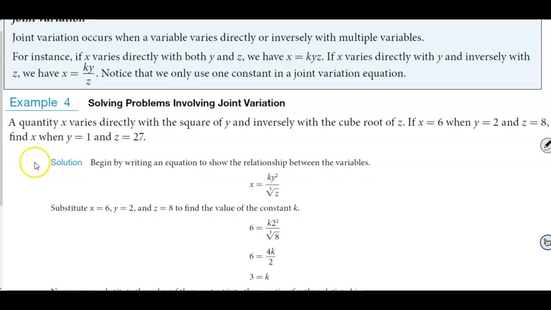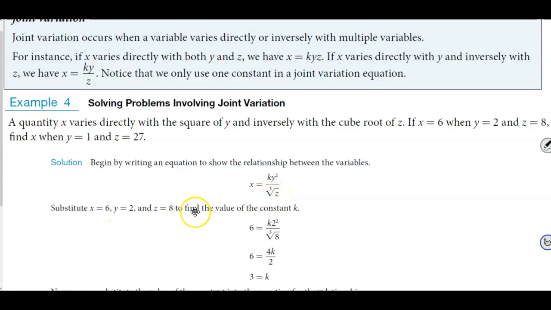Now, for example number 4, a quantity x varies directly with the square of y and inversely with the cube root of z. So before we read the next sentence, take a look at how we're writing this equation to show the relationship between those variables in that first sentence. It says x varies directly with the square of y. So x equals, in the numerator, ky squared because you're taking the square of the y. And then inversely means you're dividing by the cube root of z, which is the reason why in the denominator you have the cube root of z.